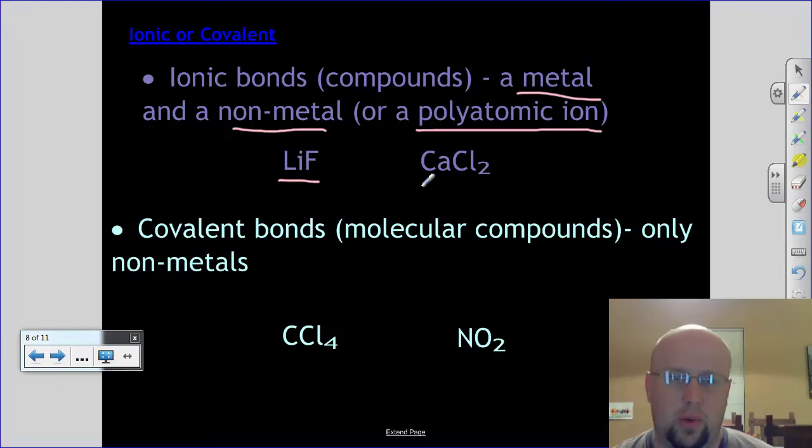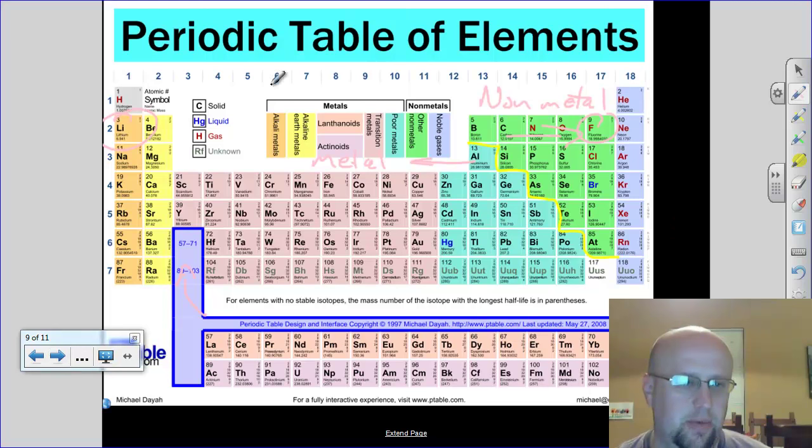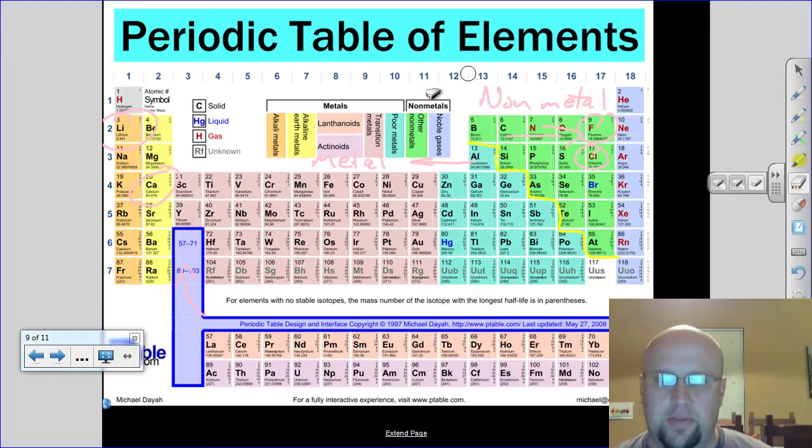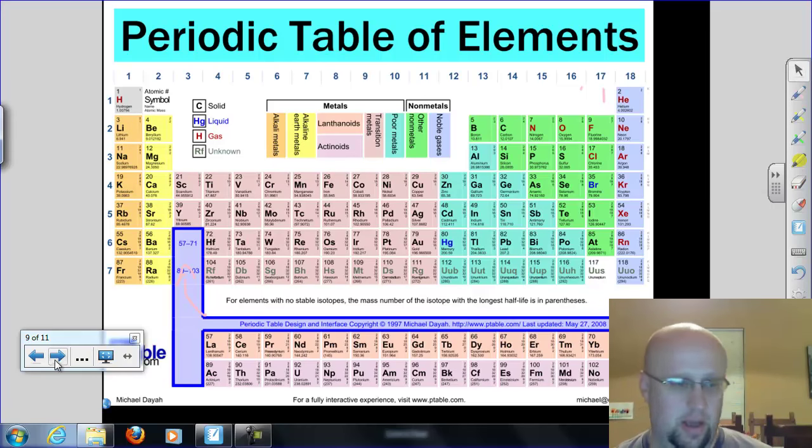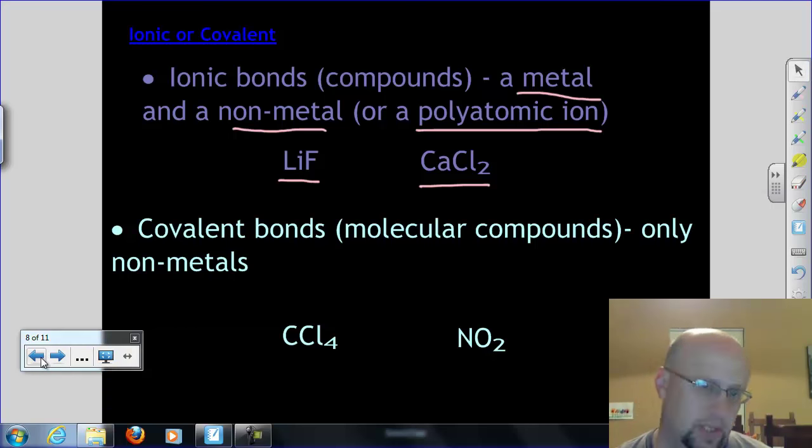We look at calcium chloride. Jump over to our periodic table. Calcium is a metal, and chlorine is a non-metal. And really, you don't even have to worry too much about saying metal, non-metal. As soon as you see a metal, it's ionic. A single metal makes the whole thing ionic. You don't have to sit there and stress and go, okay, what's the other thing? If the first thing is a metal, then it's going to be ionic.